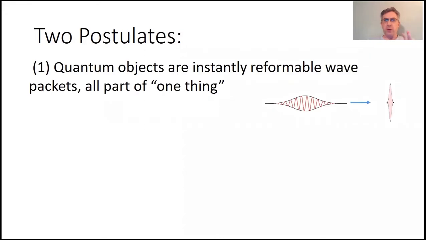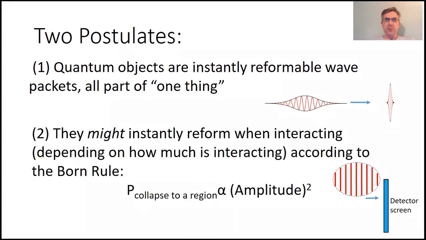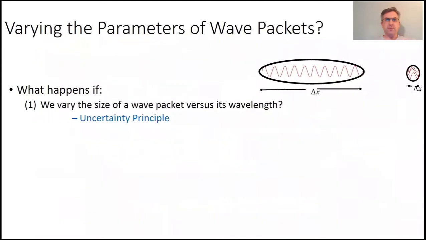First is that quantum objects are instantly reformable wave packets, all part of one thing. And the second postulate is that they might instantly reform when they interact, depending on how much of them is interacting, according to the Born rule, where the probability of collapse to a region is proportional to the squared amplitude. In the first episode, I talked about these postulates at length, and if you haven't seen that episode, it might be a good idea. Anyways, let's move on.